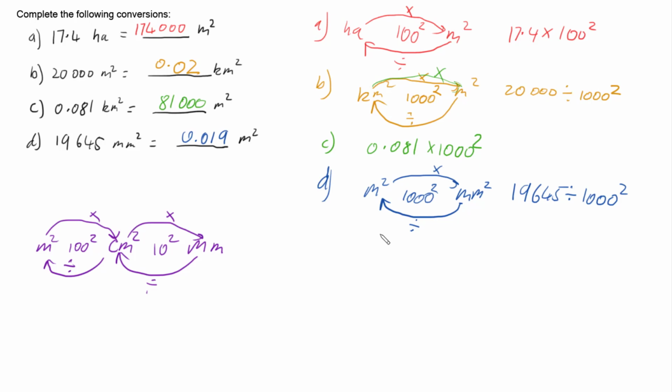And all the rest of them are the same. I just work out how many meters are in a kilometer, 1,000. I've got area, so it's squared, so I have 1,000 squared. How many millimeters in a centimeter? 10. I've got millimeters squared, centimeters squared, so I square it. The only tricky one is hectares, because it's a little bit different. You've just got to know that there are 100 square meters squares in a hectare.